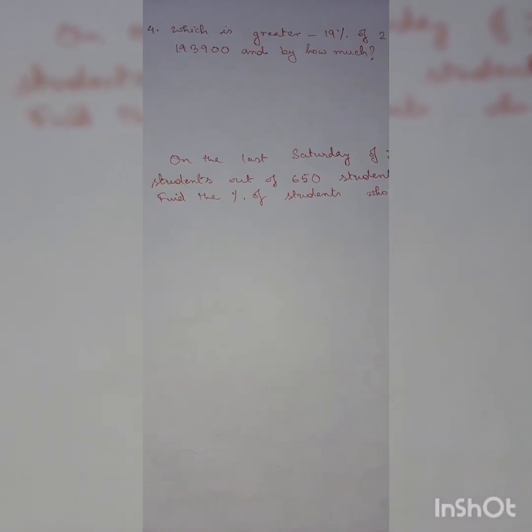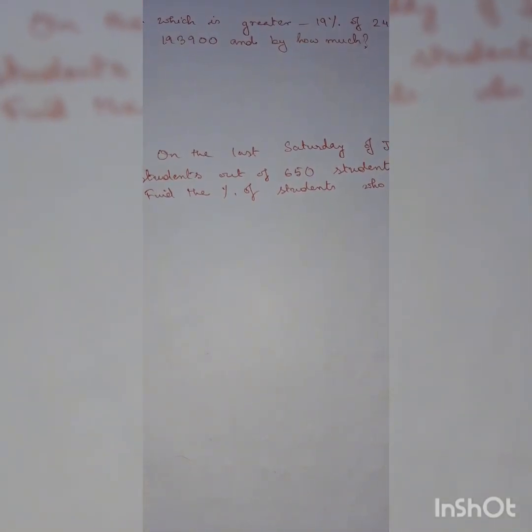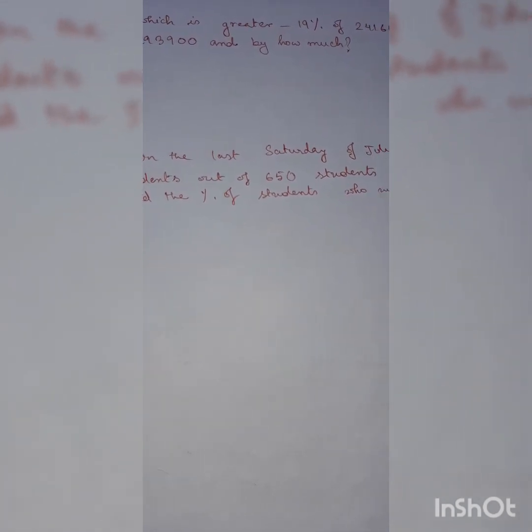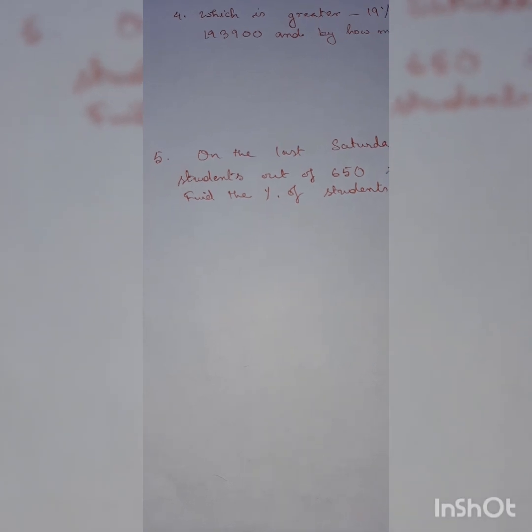Question number 4 reads: which is greater, 19% of 241600 or 22% of 193900, and by how much? I hope you will be able to solve this one as homework. Let's move on to question number 5.